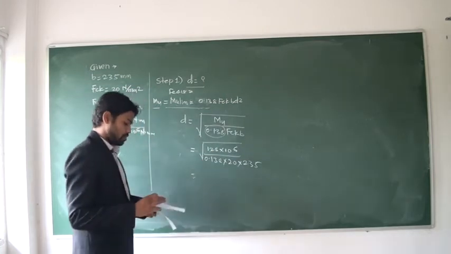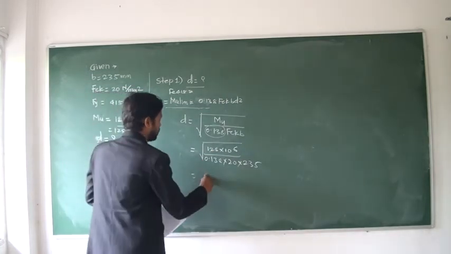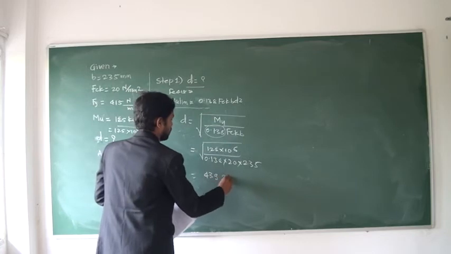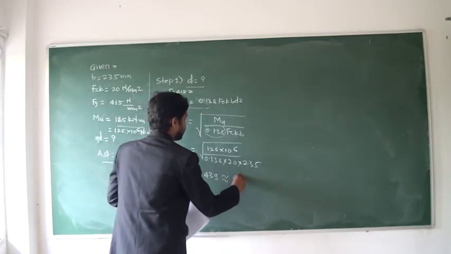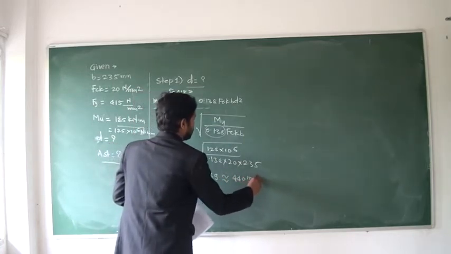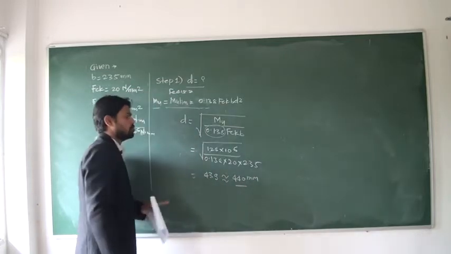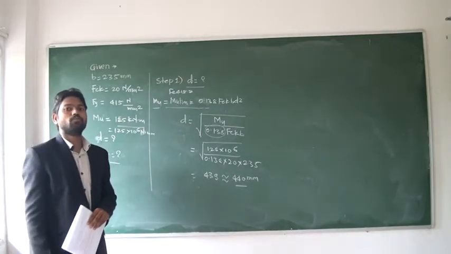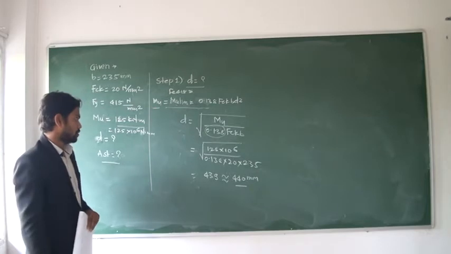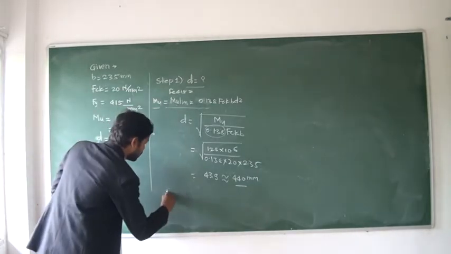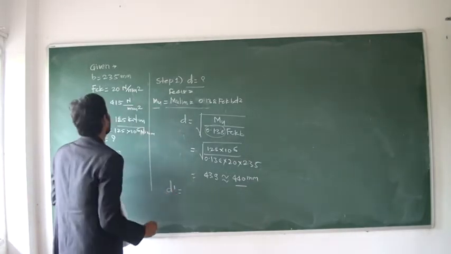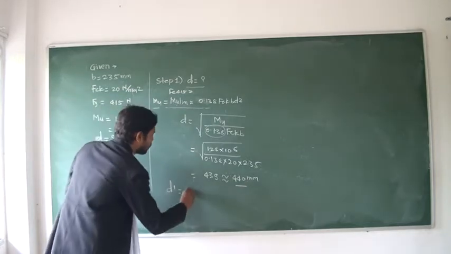If you solve this, if you calculate this, you will get 439. So I will approximate to 440. So this is the effective depth. But we need to calculate the overall depth of the section. So if you assume the effective cover, we don't know what the effective cover is. If we assume the effective cover as 40 mm.